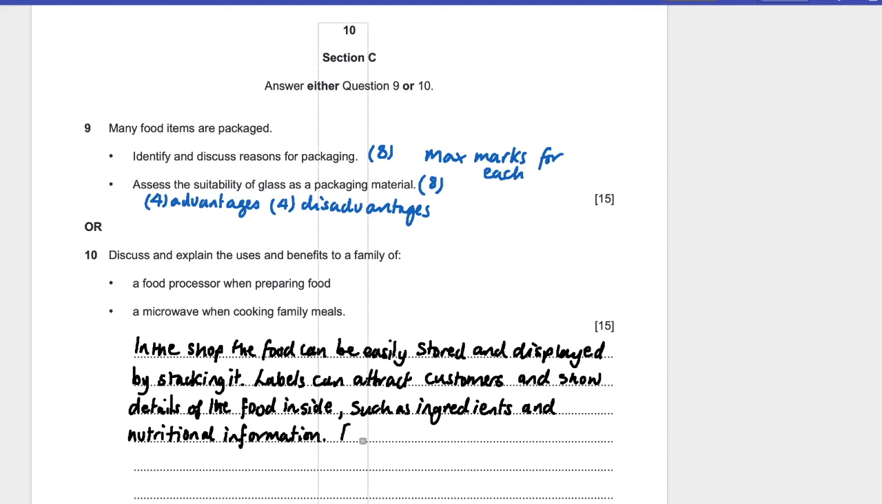The packaging contains the food. This means that it's much easier to transport the food from the shops to your home. This also will provide a barrier that will stop oxygen, dust, and microorganisms from getting into the food and thus causing food spoilage.